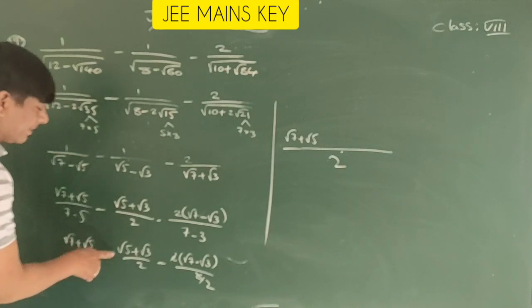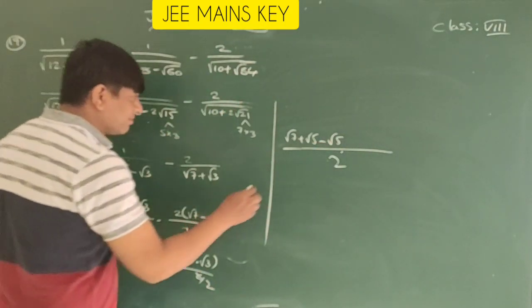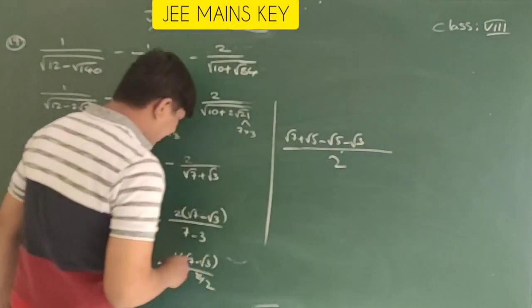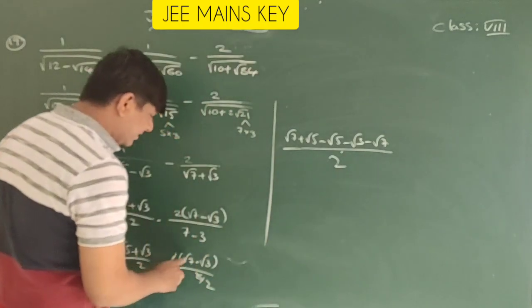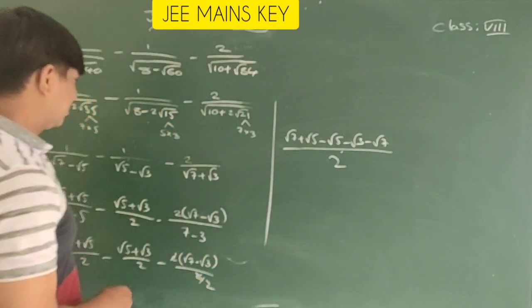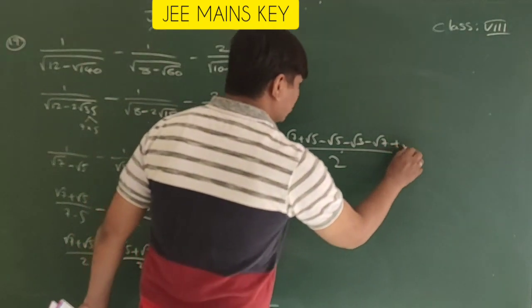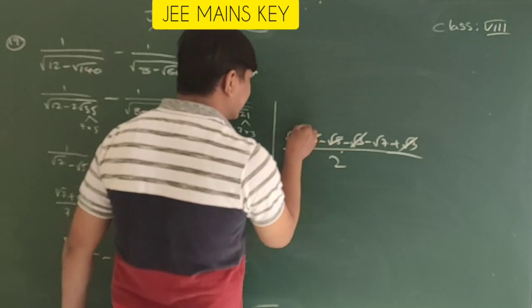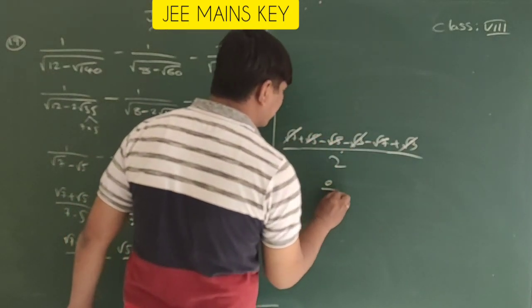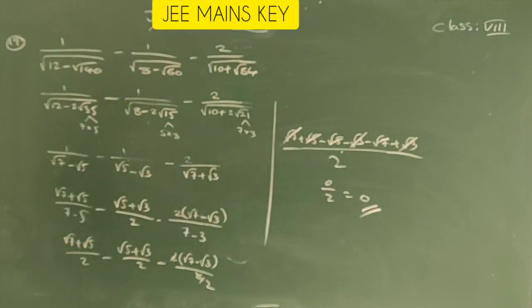Now here minus is there. Minus into root 5 is minus root 5. Minus into plus is minus root 3. Here minus is there. Minus into plus is minus root 7. Minus into minus is plus root 3. Now root 3 cancels, root 5 cancels, root 7 cancels. 0 by 2 is equal to 0. 0 is your answer. This is your 19th question.